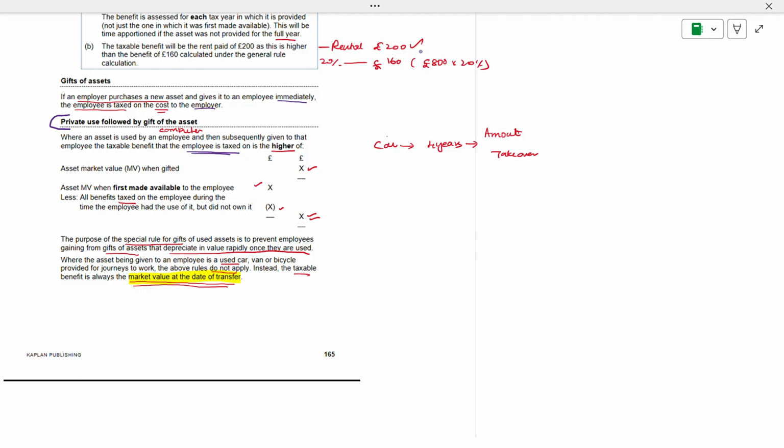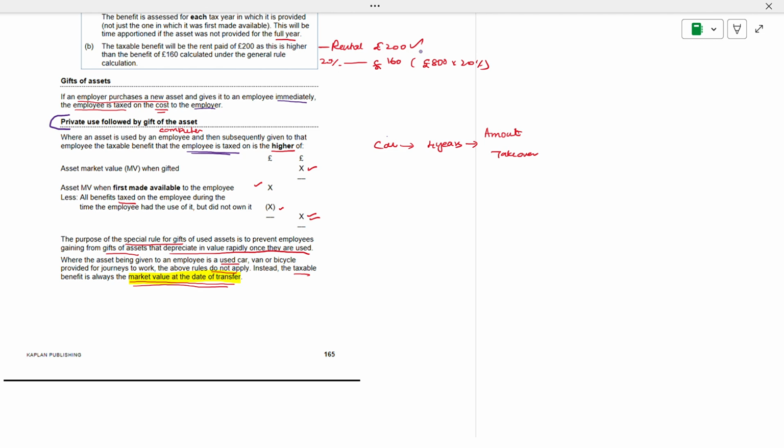If that is the case, when the employee is willing, it is private use followed by gift of the asset. Private use followed by gift means that after that, subsequently, you are going to take it for private use. What will happen then? Whatever the market value is, on that market value there will be a taxable benefit.